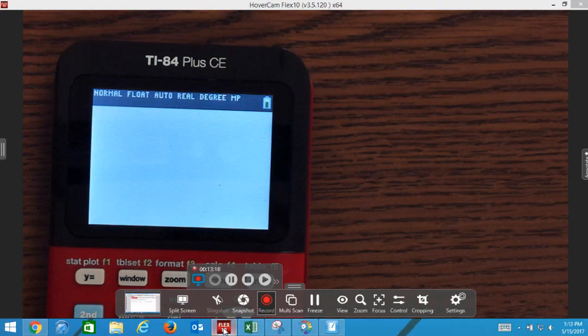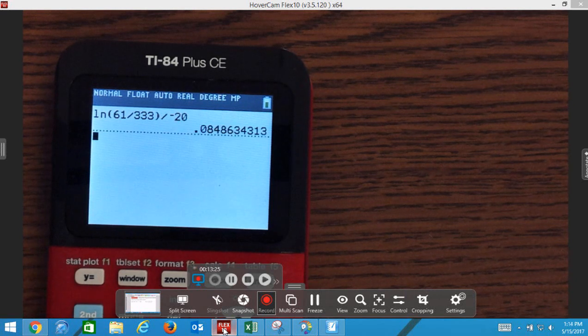I'll show you. So I'm doing 61 divided by 333, and then that divided by negative 20. So you should get a cooling rate of 0.084863 something. Does everybody get that? So we're going to use that answer.